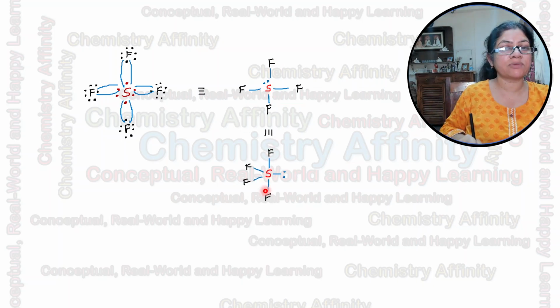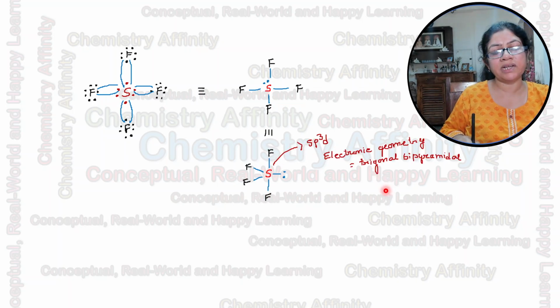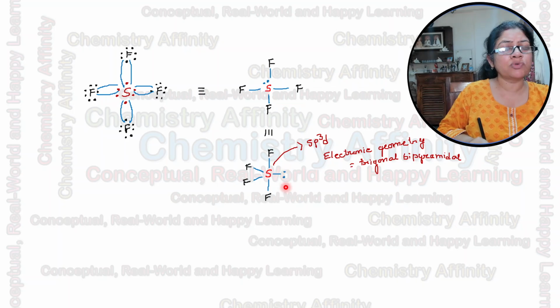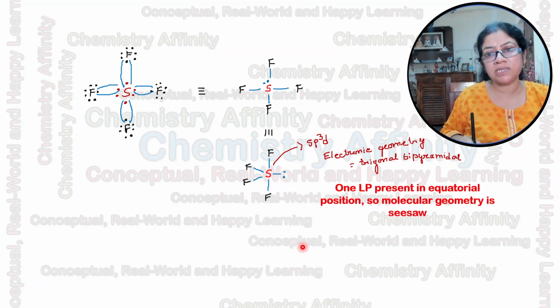That means sulfur has 5 hands. Sulfur having 5 hands means sulfur is sp3d hybridized. If I explain the electronic geometry and the molecular geometry, sp3d means the electronic geometry should be trigonal bipyramidal. But since one lone pair is present in the equatorial position, the molecular geometry will be seesaw.